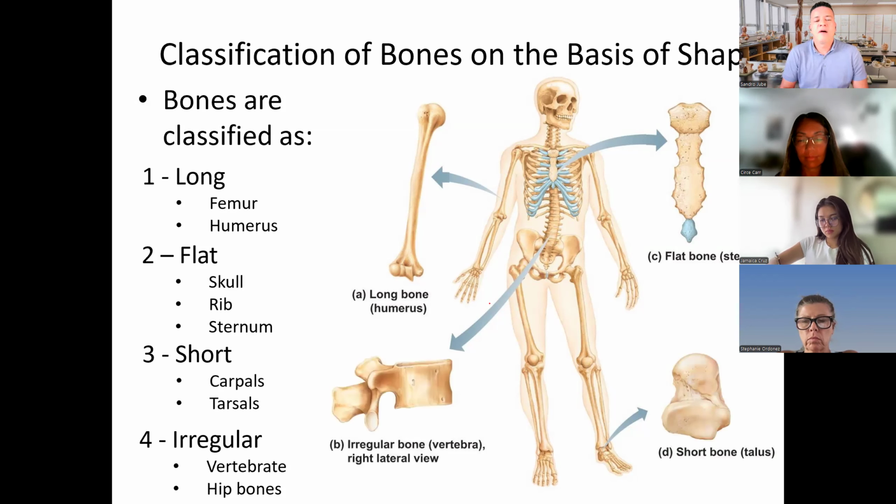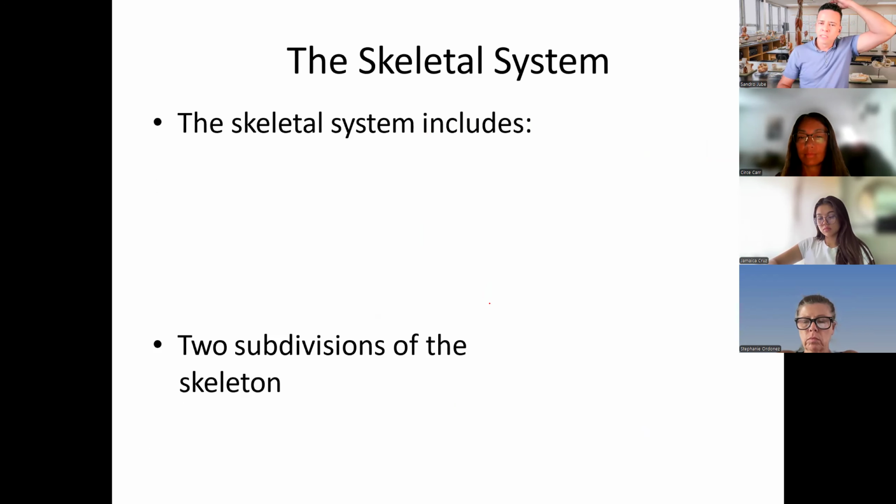And we can classify them as irregular, like the bones that we find in our vertebral column, and also the bones of the hip. They have a weird shape to them. They are very irregular. Now, we can also take the entire skeletal system and subdivide it into two major groups of bones. And we're going to use this subdivision to help us study, to help us remember and memorize the names of these bones.